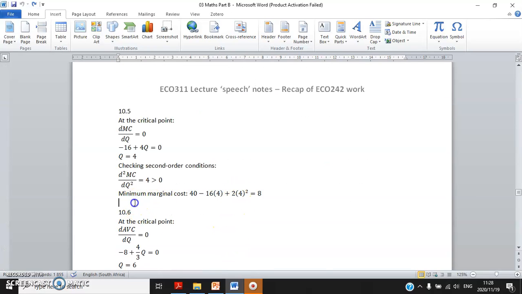And then we need to work out the quantity that minimizes marginal cost. Okay, so first order derivative of the slope is 0, and then q is 4. Then we check second order condition, indeed positive. So minimum turning point. Okay, so keep in mind when q is 4, marginal cost is minimized.